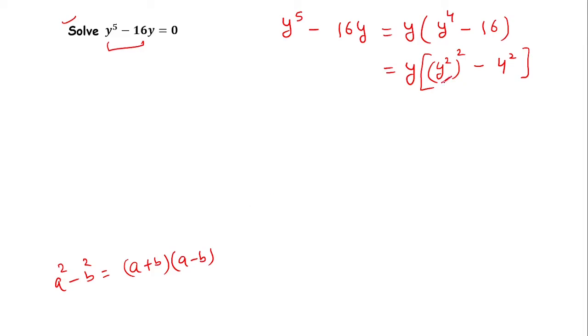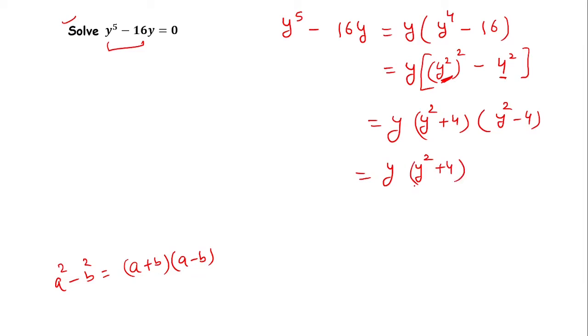So what is a here? A is y square, and what is b here? B is 4. It means y square plus 4 and y square minus 4. I cannot factorize y, so keep it as it is. Y square plus 4 cannot be factorized, keep this as it is, because there is no such formula which can factorize this. In the first slide, you can check this, there is no such formula.